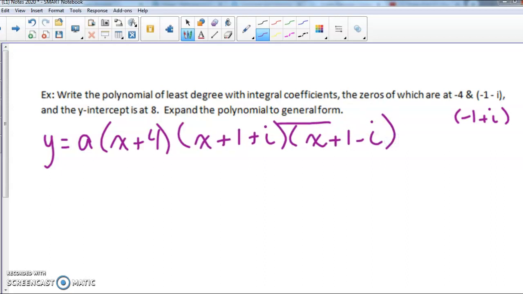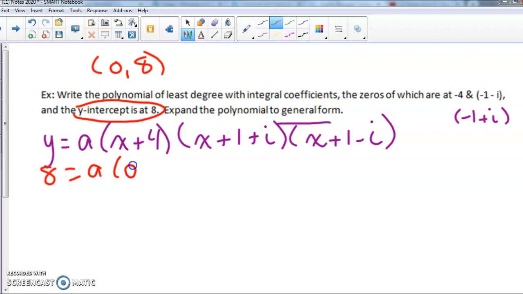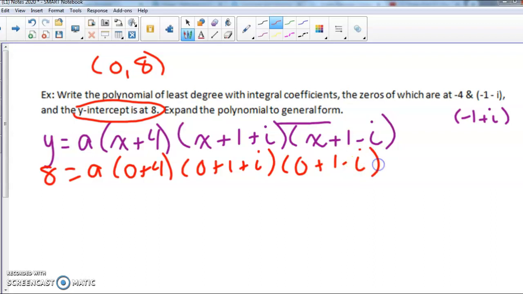Okay, so we knew from this part where it says the y-intercept is at 8, that's an ordered pair of (0, 8). So let's plug that in to find a. If my y value is 8, I have 0 plus 4, I have 0 plus 1 plus i, and 0 plus 1 minus i. If I clean that up a little bit, 0 plus 4 gives me 4. I have 1 plus i in the second set of parentheses, and then 1 minus i.